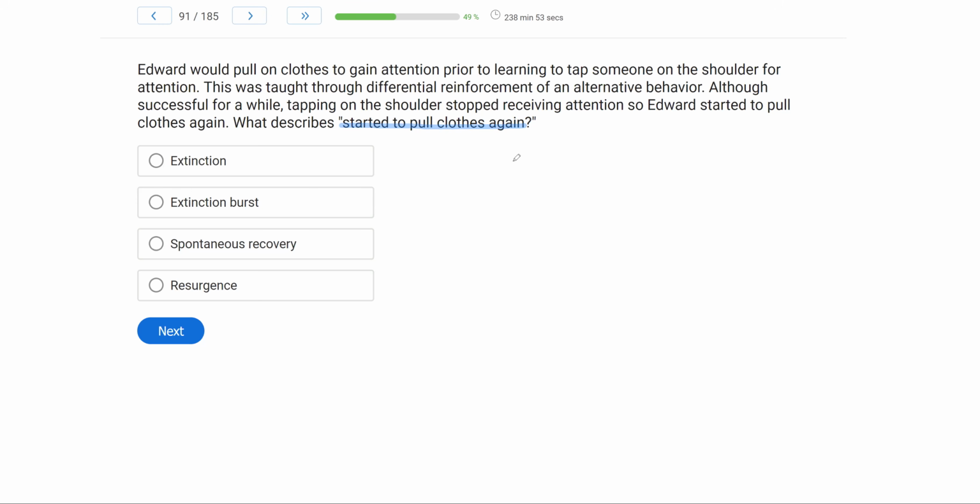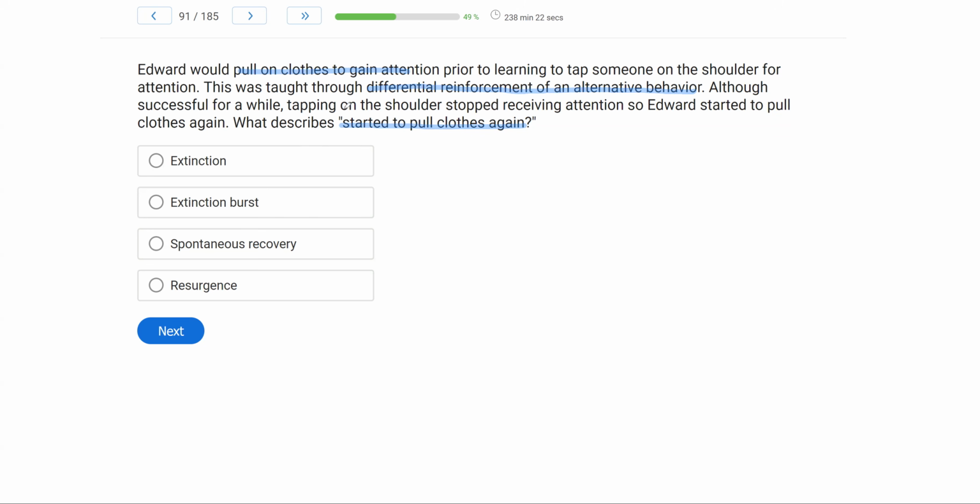Remember, we always start, what is the question asking? And then we ask, well, what do we know? We know Edward would pull on clothes to gain attention prior to learning a different behavior. How did he learn that different behavior? He learned through differential reinforcement of an alternative behavior, meaning the new behavior was reinforced. The old behavior, pulling on clothes, was put on extinction. So this is already guiding us to our answer. Already, you should be able to start predicting what you think the answer choice will be.